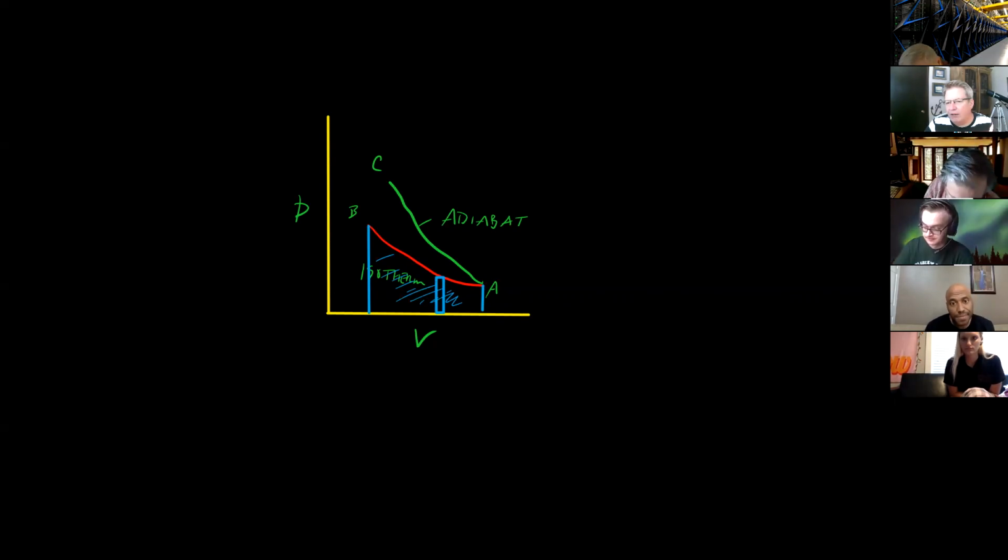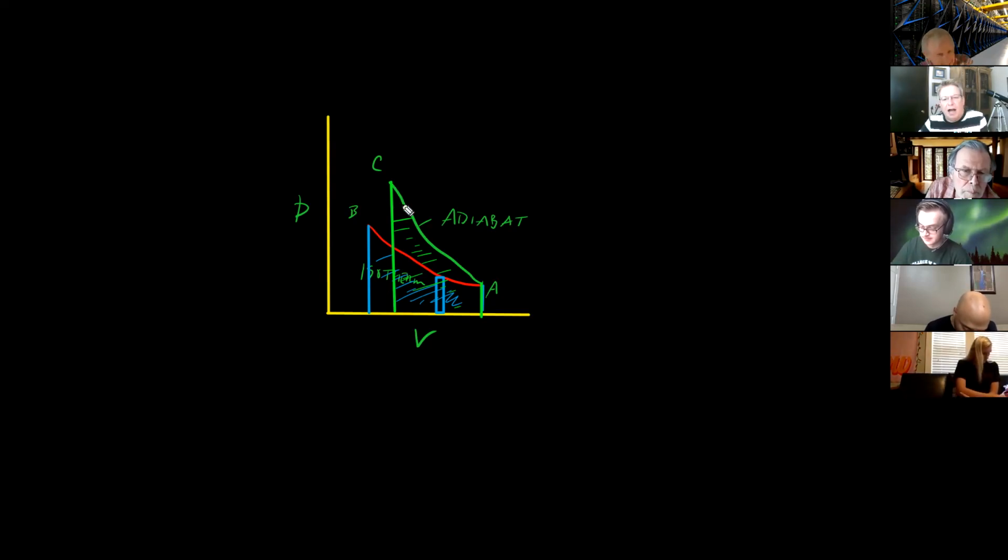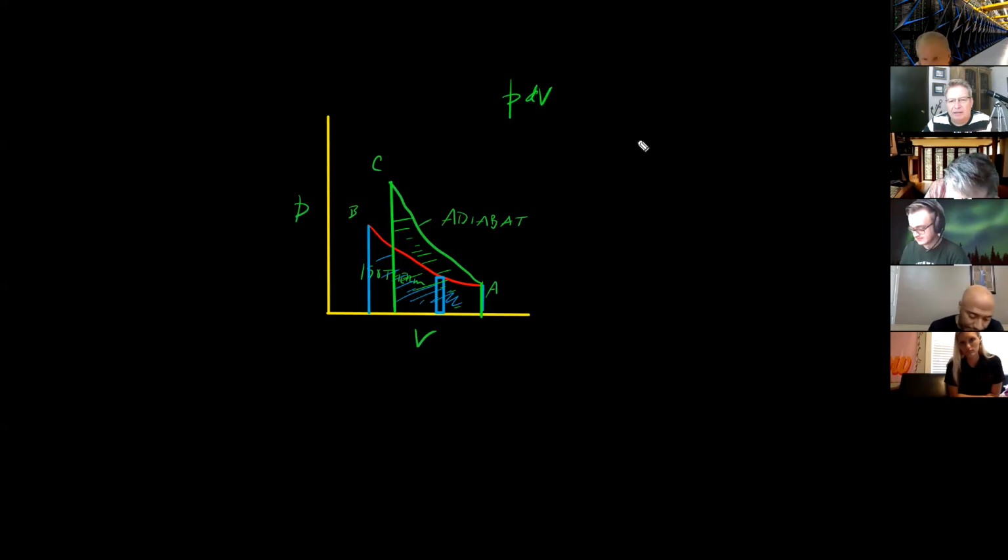But what is the area underneath the adiabat? Same thing. When you say same thing, are you saying equivalent? No, it is the same thing in terms of its area underneath the curve. Right. But the area is P dV, which is what?